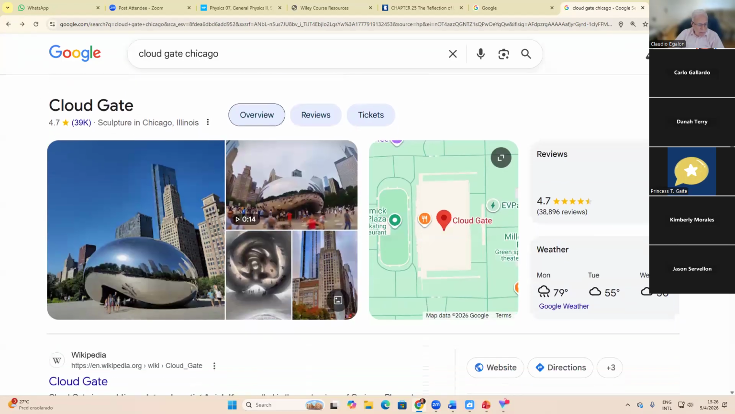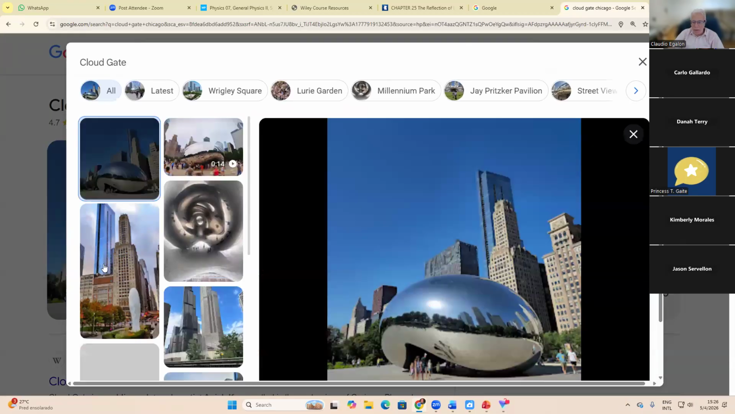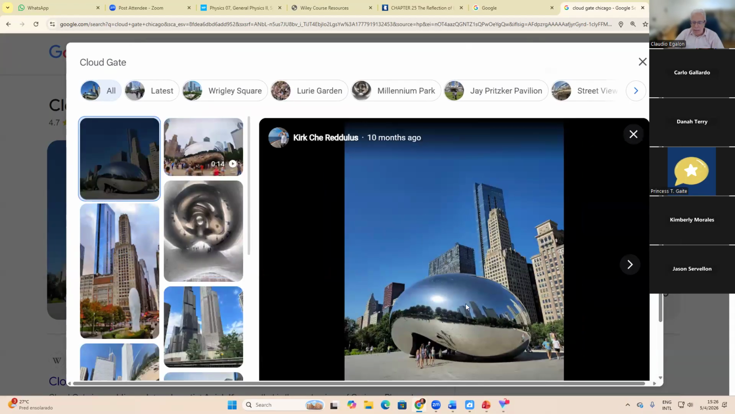Oh, okay. Yeah, it is a convex surface. You can see the buildings being reflected by this convex surface, and this convex surface acts like a convex mirror. Highly polished stainless steel surface. It's not a concave, it's a convex in this one.